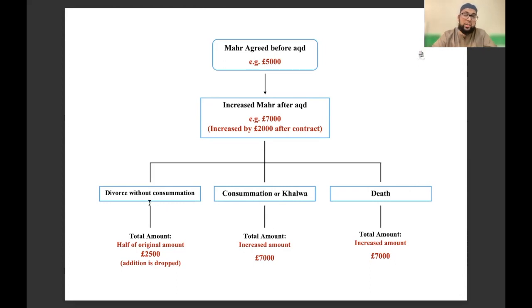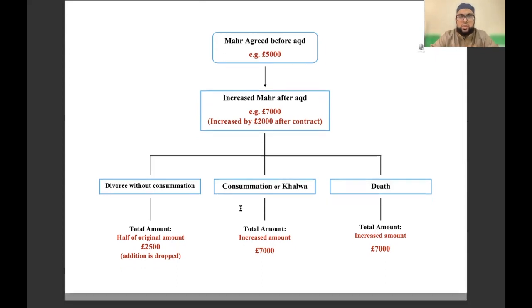If divorce without consummation takes place, half of the original amount will be due and not half of the increased amount. So it won't be 3,500. It won't be half of 7,000. It will be £2,500, which is half the original amount, and the ziyada, the addition, is saqita, dropped. And the reason is quite obvious, because if you divorce her, then obviously you want nothing to do with her. So when you give more because you're happy to give more, only half the original amount will be due.